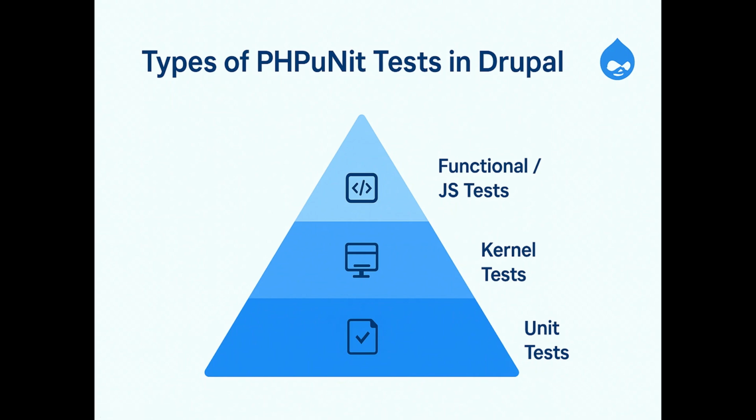Now let's talk about the different types of PHPUnit tests in Drupal and how they fit into your testing strategy. Imagine this pyramid. At the base, we have unit tests. These are the fastest and most frequent tests. They focus on small, isolated pieces of code like a single class or a function without loading the full Drupal framework. This is where you validate your logic at a micro level.